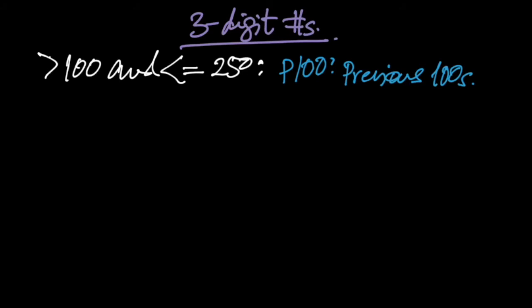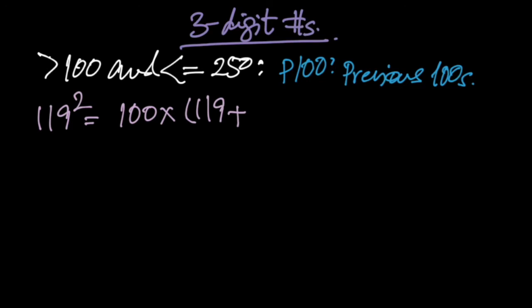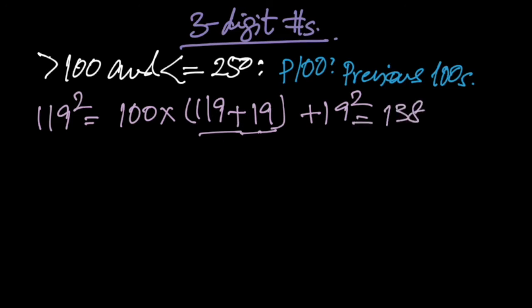Let us take the example of 119 square. Here we start with 100 and we add 19 to 119, because 119 is 19 more than 100, and then we add the square of 19. So this thing is 138,000 plus 361. So we get 14161. Let us do one more example.